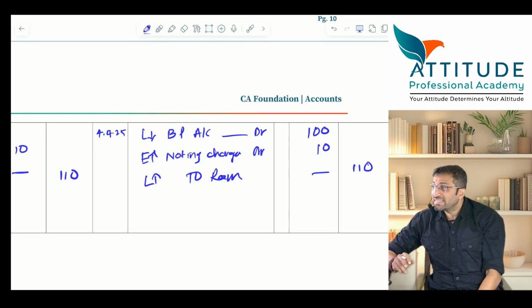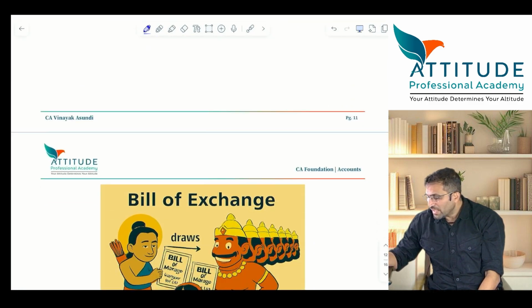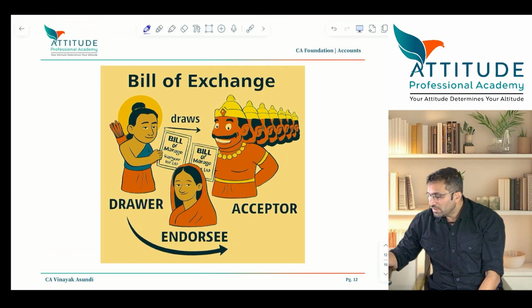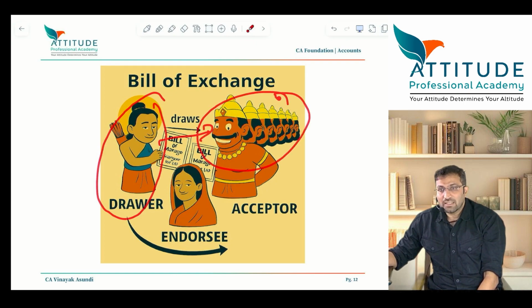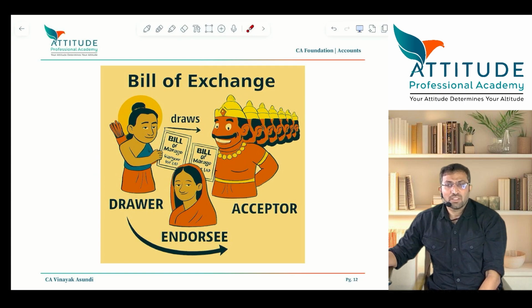Shall we move to case C? Okay, first we will look at the diagram. Who draws the bill? Ram draws the bill on Ravan. Ravan accepts it and gives it to Ram. Now Ram endorses the bill to whom? Sita. Now the question is, why does Ram give it to Sita? What is the answer?